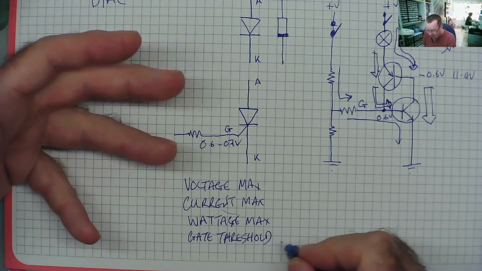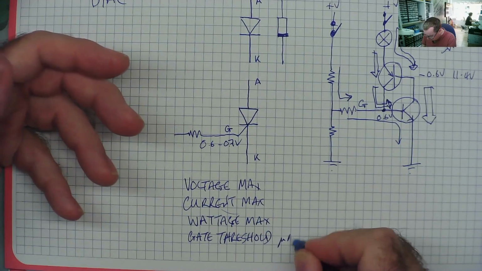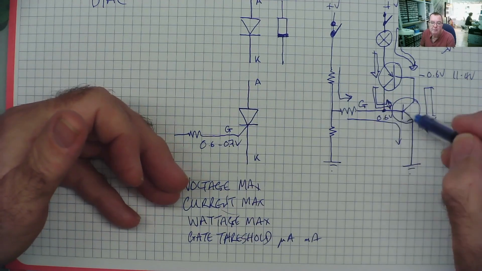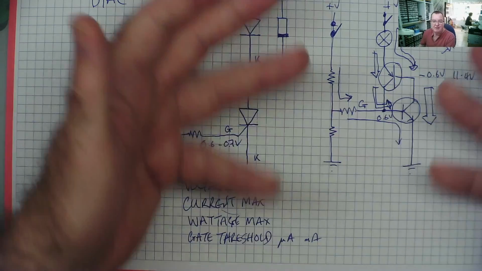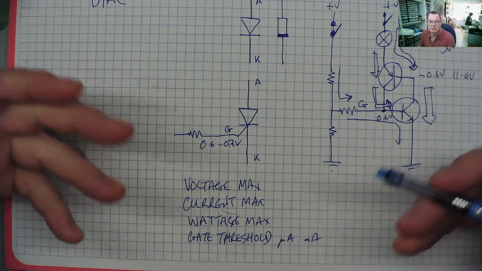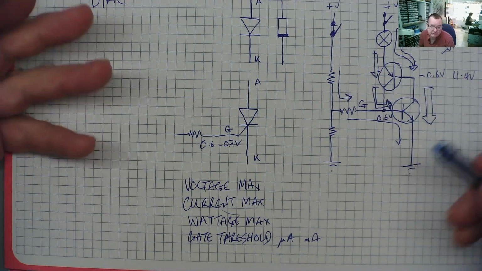which is actually in milliamps or microamps, milliamps. How much current do you have to start flowing through here to start this avalanche effect of it switching on and staying on? That's the threshold. Some thyristors are more sensitive than others, so we have that.